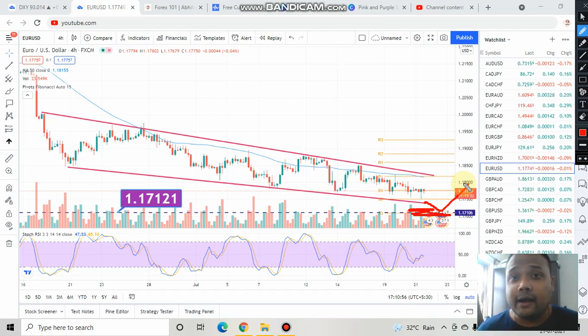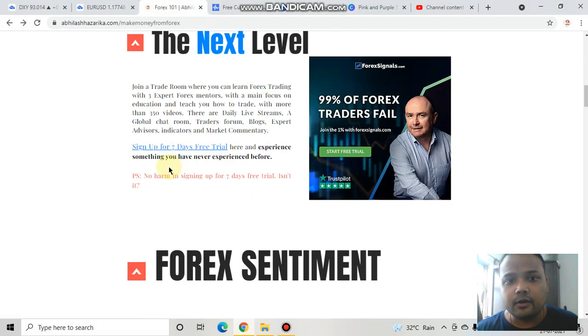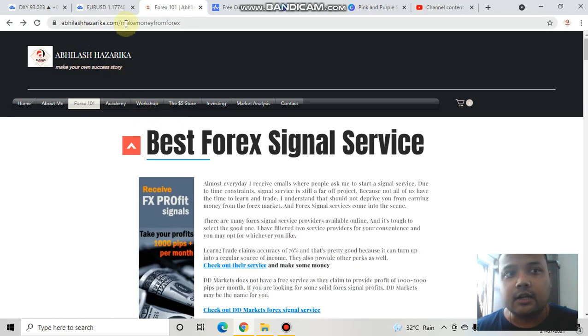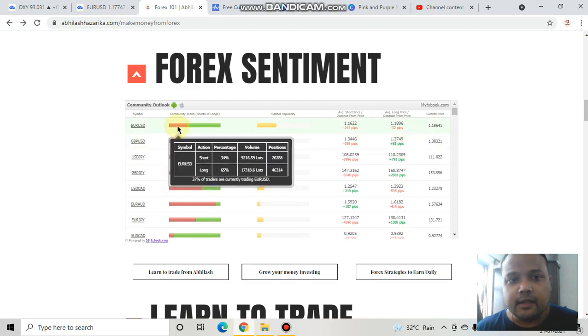But do not go for a buy order right now, because if you look at the Forex sentiment meter here, you'll find the Forex sentiment meter on my website avilashhazarika.com under Forex 101 section. If you look at the Forex sentiment meter here, then you can see that 65% traders have taken long position and 34% traders have taken short position. See, market has not reached the weekly support yet. Market is still trading in the downward channel. And retail traders have already taken long position and they are in loss right now.